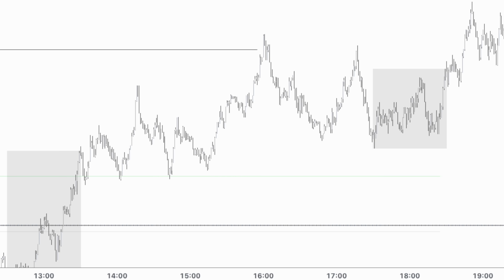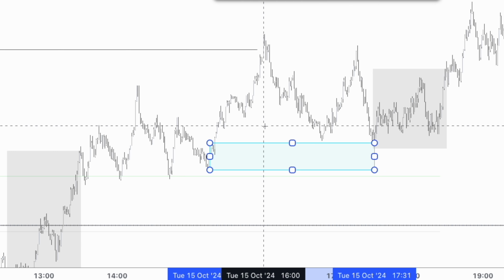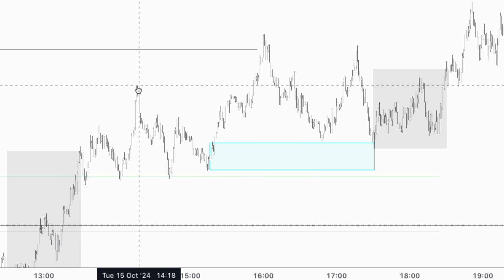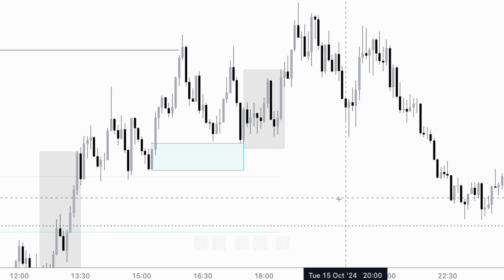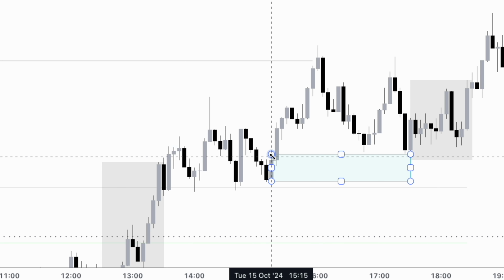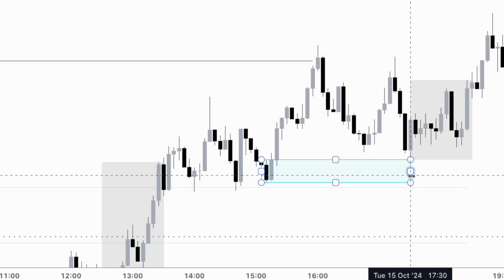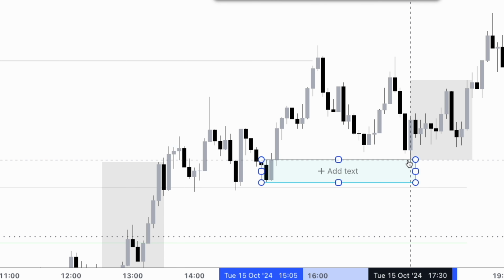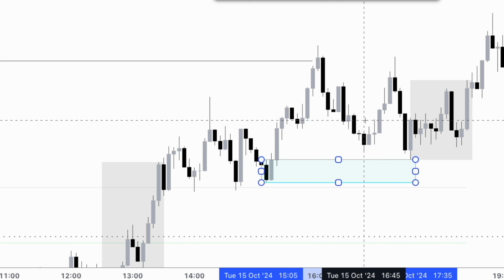So let's mark out the POI. So this was the POI that broke this high. You can also see it on 5-minute time frame. On 5-minute time frame, it is more refined. See how it just tapped into this 5-minute POI and then went up to take out these highs.